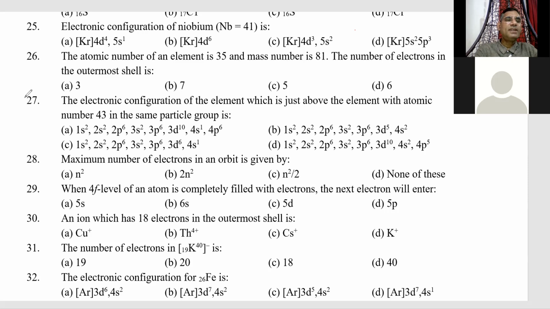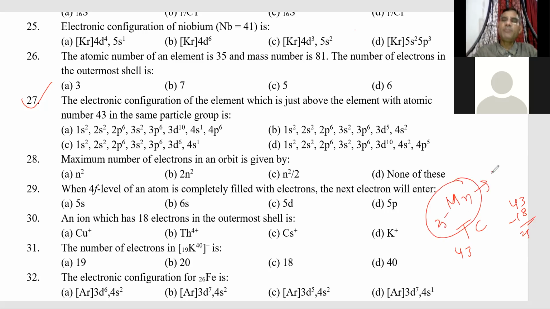Should I tell you the answer? Yes, sir. TC is 43. Subtract 80 from 43. What will you get? You will get 25 now. So which element is 25? 25 is manganese now.